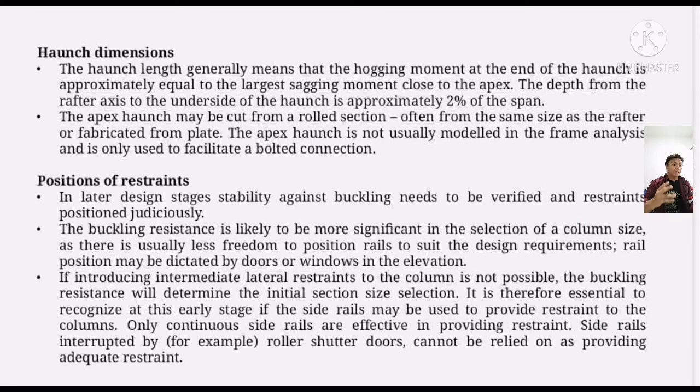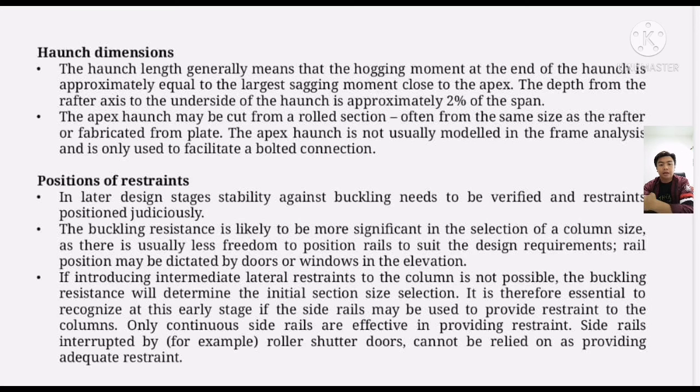Okay, this is the third slide, which is the haunch dimension. In general, the haunch length is such that the hogging moment at the end of the haunch is roughly equivalent to the highest sagging moment near the peak. The distance between the rafter axis and the bottom of the haunch is about 2% of the span. And then the apex haunch can be made of plate or cut from a rolled section of the same size as the rafter.